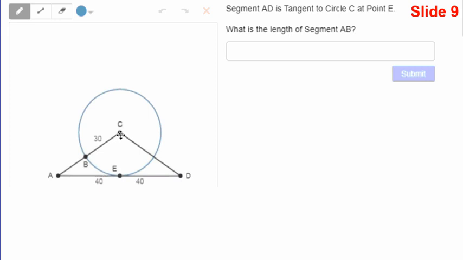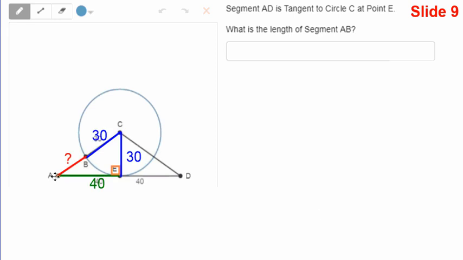We also have another radius here at CB, which is 30 units. That means CE is also 30 units, and C to whatever point here would be 30 units. We're looking for segment AB, so from here to here. So let's outline what we've talked about, our givens, and see if there's anything else that we know.